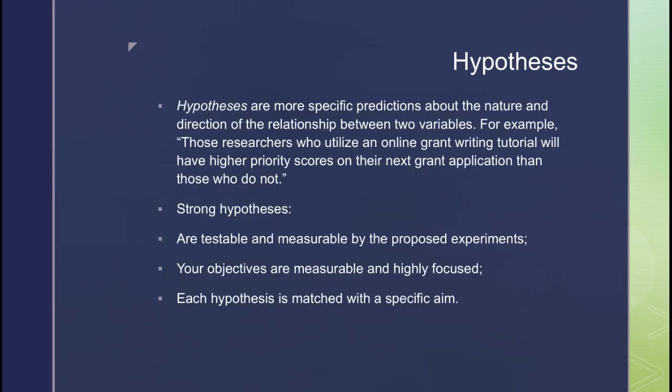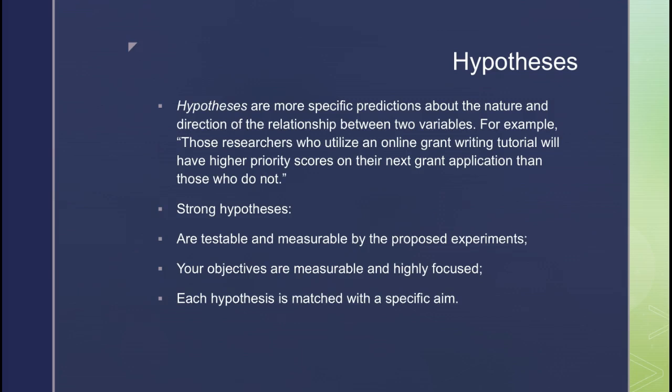Hypotheses are more specific in predicting the nature and the direction of what you want your research to go, particularly the direction of the relationship between two variables. Usually one is independent and one is dependent. So for example, a research hypothesis would be stated something like, those researchers who utilize an online grant writing tutorial will have higher priority scores on the next grant application than those who do not. You're stating something that you're predicting. You are tying it between two variables, the researchers that utilize the online grant tutorial and those that do not.